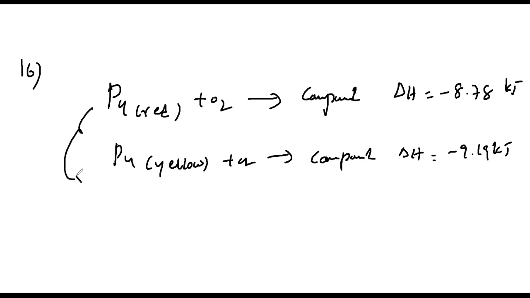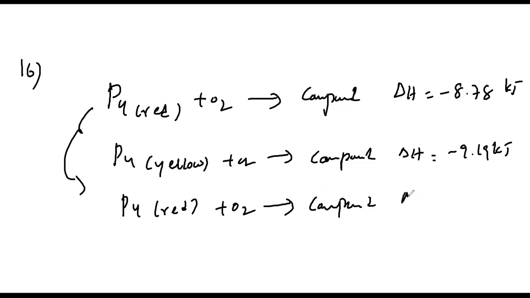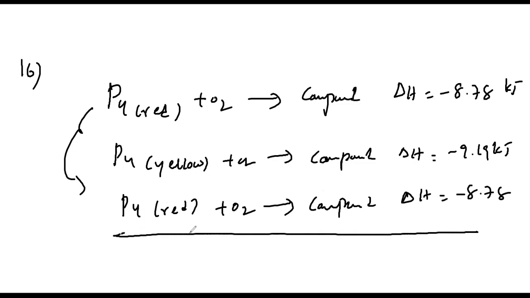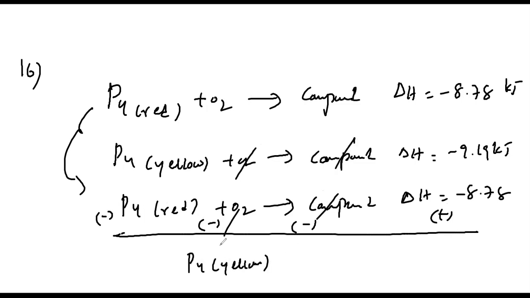This equation again you write down here. Red phosphorus plus O2 gives rise to phosphorus oxide, delta H is equal to minus 8.78. Yellow phosphorus to red phosphorus they are asking. You do subtraction, students. O2 is going to get cancelled. The compound is also going to get cancelled. Phosphorus yellow to phosphorus red. You take this to this side. Delta H value will be minus 1.13 kilojoules.